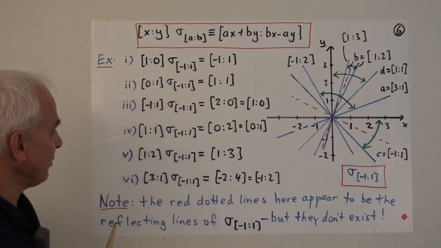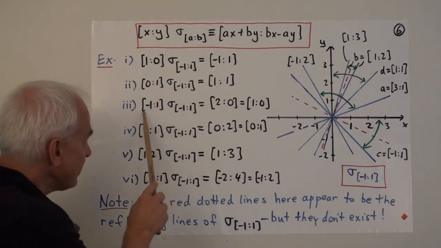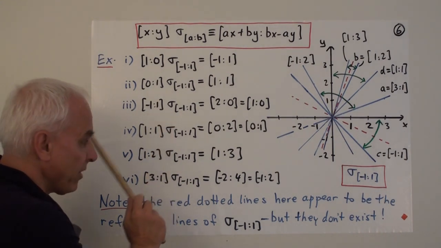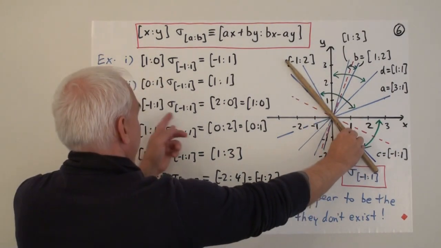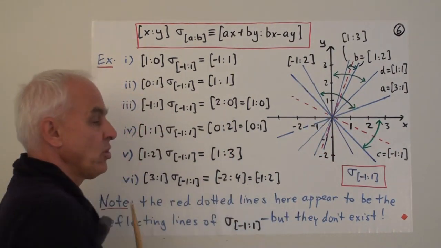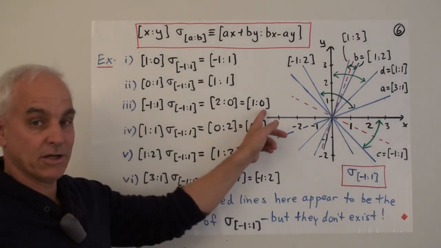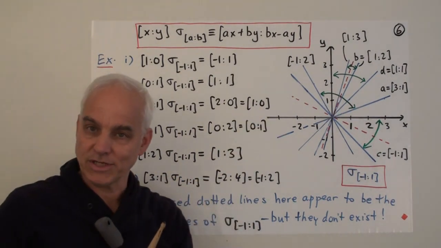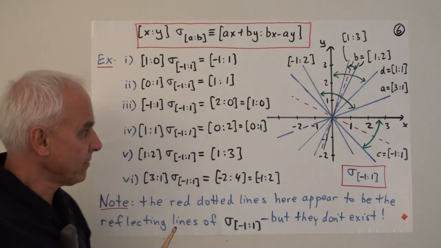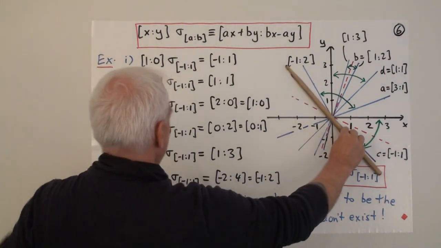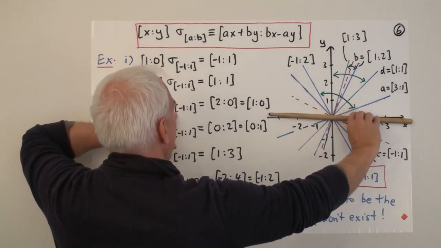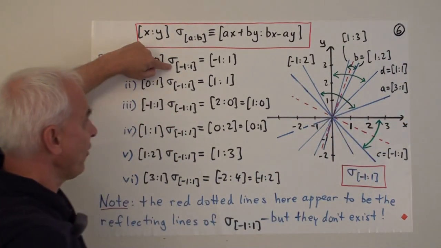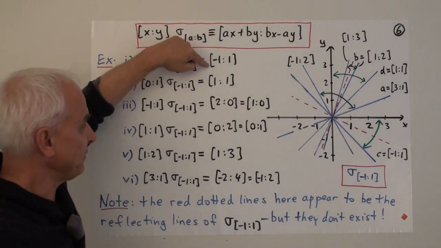Alright, what about some other examples? Suppose we take minus 1, 1 and apply the reflection. So that's that line there, and we apply the reflection. You can calculate that you get 2 to 0, which is the same as 1 to 0, because we're allowed to scale these proportions as we like. In other words, this reflection sends this line back to 1, 0.